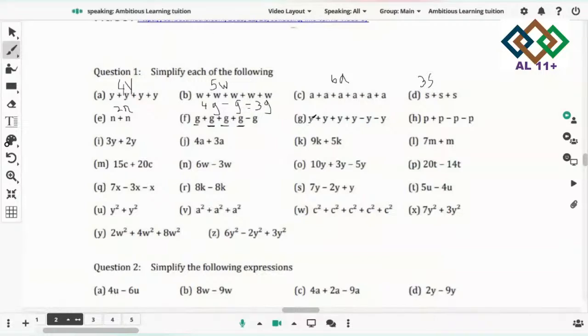So basically you have y plus y plus y. That's 1, 2, 3, 4. 4y. And I'm minusing that with 2y. And that is equal to 2y. And we take the sign of the bigger one. So the bigger one is 4. So the sign will be positive.